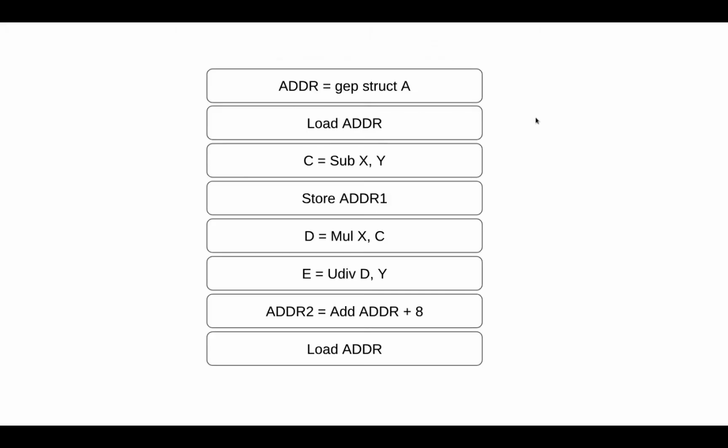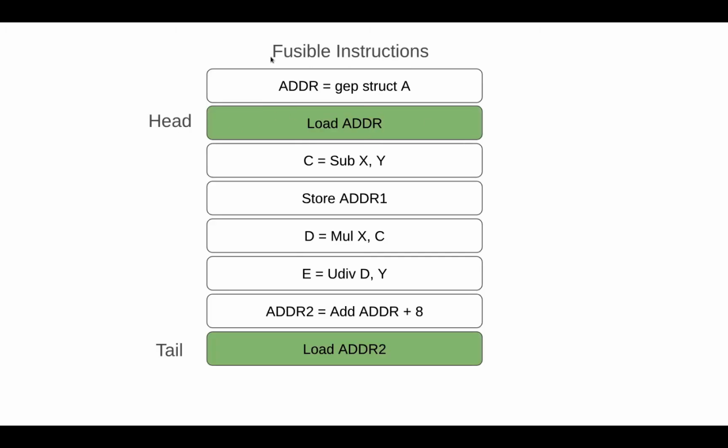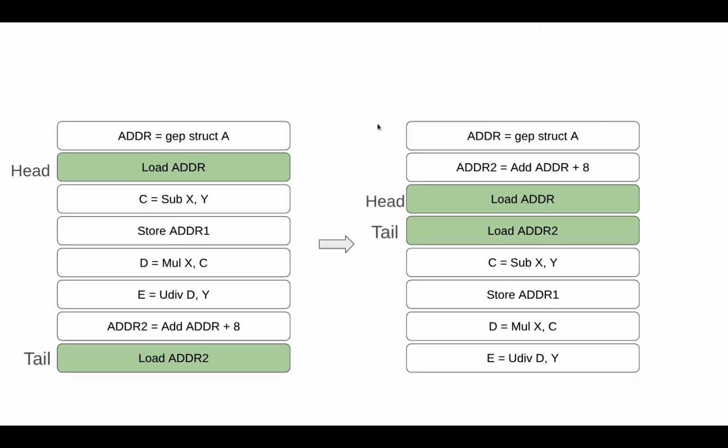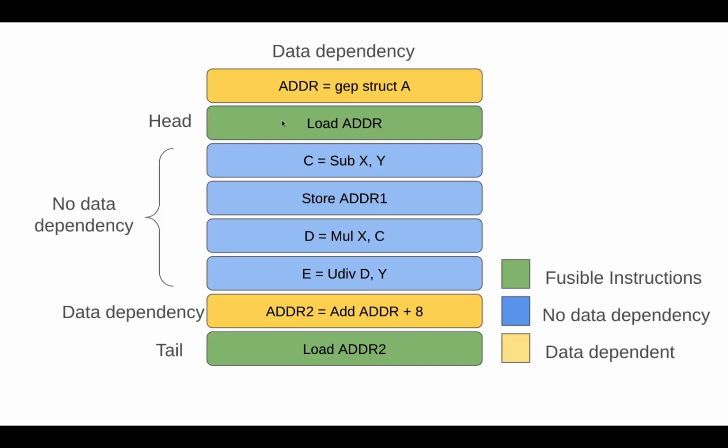Let's look at this example where we are doing load reordering. So we identify the fusible instructions. Here head and tail are the fusible instructions marked with green color. And to reorder tail next to the head, we should maintain the data dependency and the memory dependency. So first we apply data dependency. Here the blocks marked with blue are the non data dependent instructions, and the one marked with brown is the data dependent instruction.